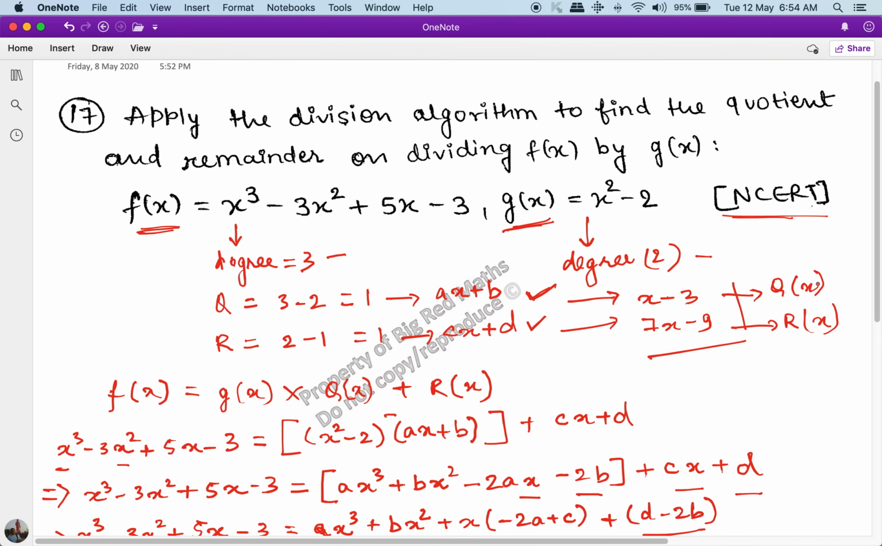This is a slightly lengthy question, and this is the first time we are doing a question of this type, so I was extremely slow. Next time onwards, we'll pick up the questions much faster.